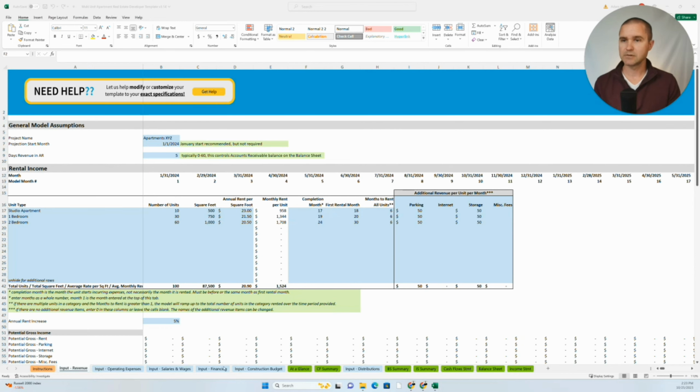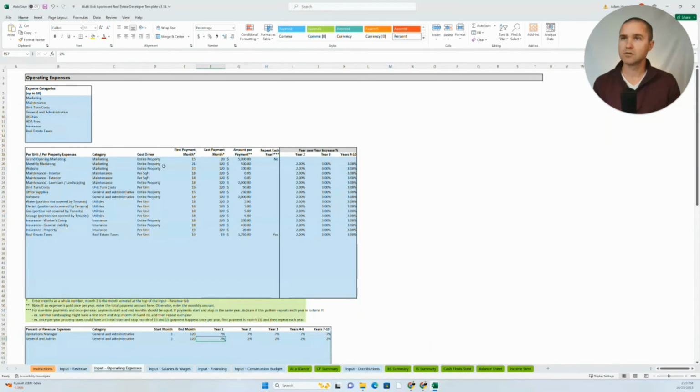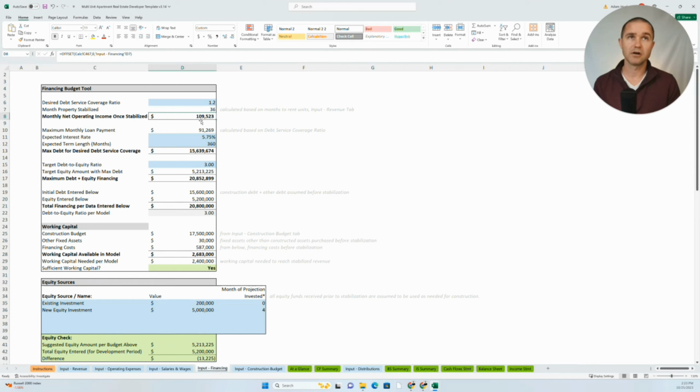And a number of different assumptions here. We also have a whole set of operating expense assumptions for the property, and salary and wage assumptions. Ultimately, based on all of those assumptions, the model is saying we think we can do net operating income of $109,000. If we have a 1.2 debt service coverage ratio requirement, that means our maximum monthly loan payment can be $91,000 in order to maintain that debt service coverage ratio. Okay, now we put in our expected interest rate on the deal.